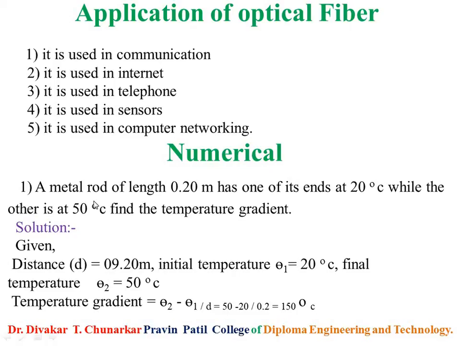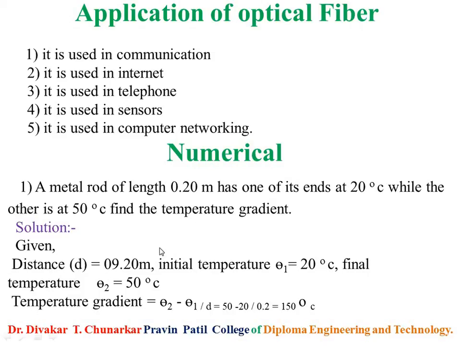Now the numerical. A metal rod of length 0.20 meter has one of its ends at 20 degrees Celsius while the other is at 50 degrees Celsius. Find the temperature gradient. So, some parameters are given in the numerical problem.